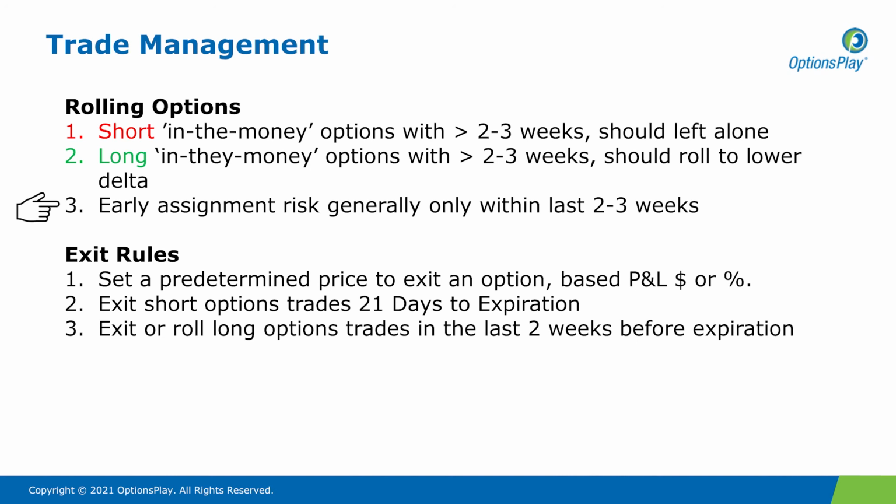And lastly, if you're concerned about assignment, part of the reason that we tell investors to roll a short option that's in the money 2 to 3 weeks from expiration is to help avoid potential scenarios of early assignment. We tend to find that early assignments 2 to 3 weeks out are pretty rare. But if you get into the last few days towards expiration, that's when early assignment does become more prevalent. So if you're concerned about early assignment, make sure that you try to roll 2 to 3 weeks out.